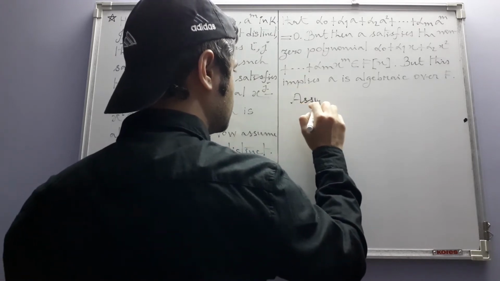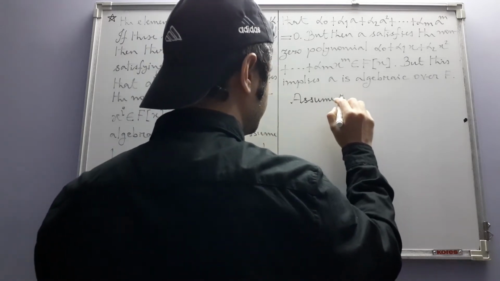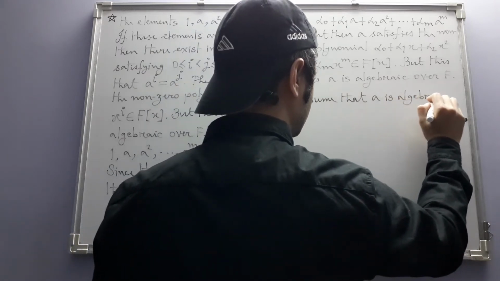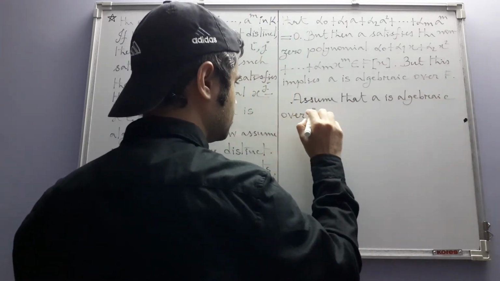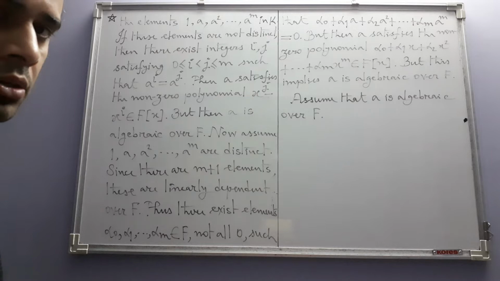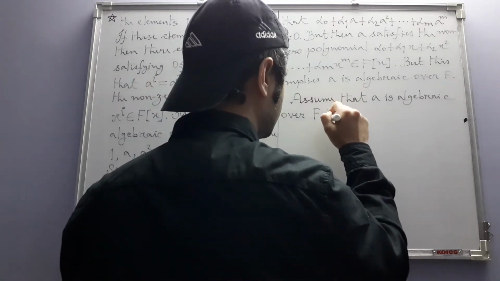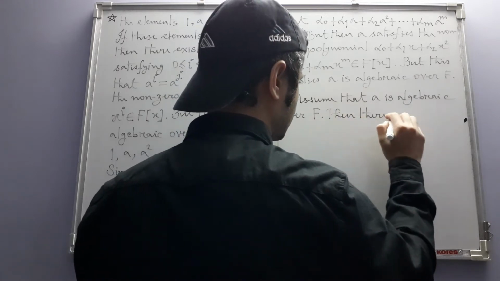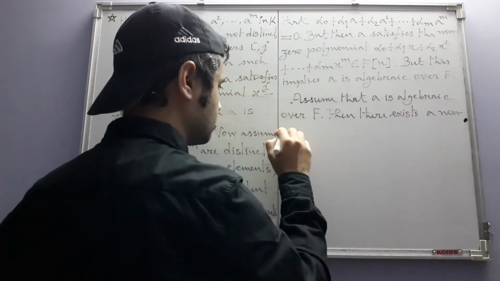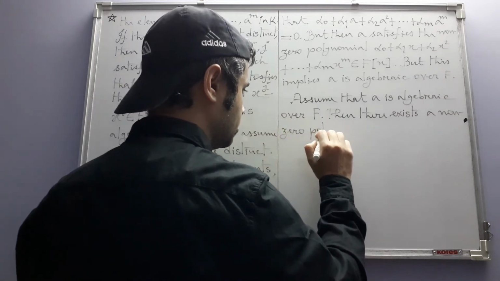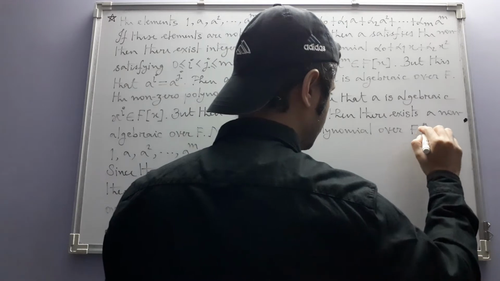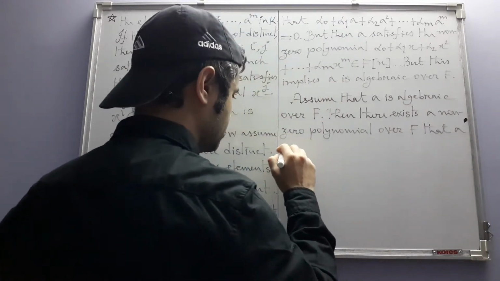Next we prove the converse. Assume that A is algebraic over F. That means by definition A satisfies a non-zero polynomial over F. Then there exists a non-zero polynomial over F that A satisfies.